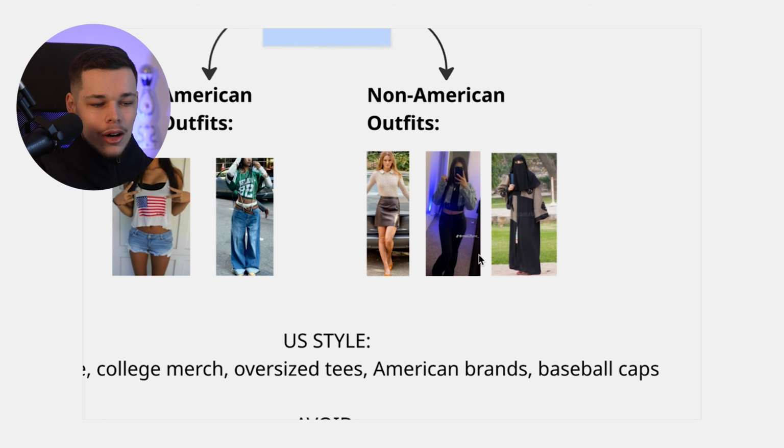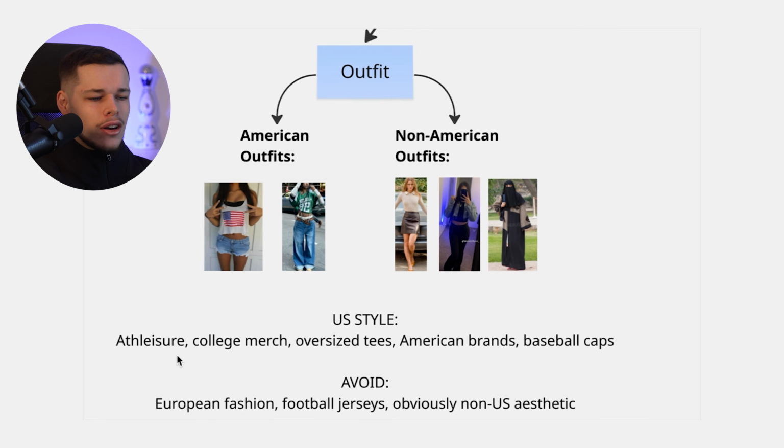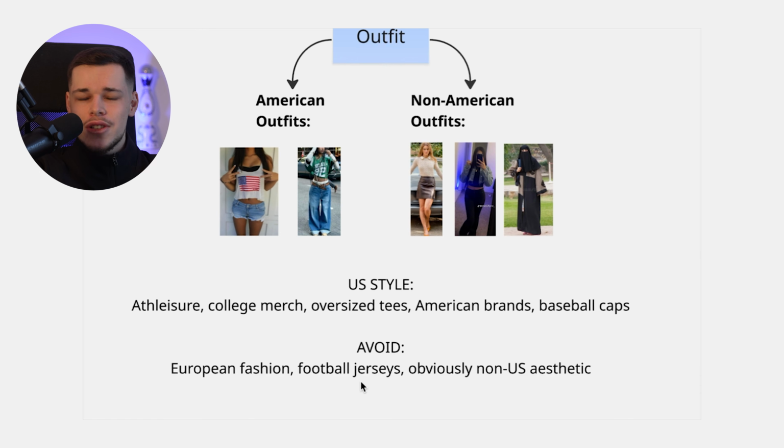Am I right? But overall, obviously, US style is athleisure, college merch, oversized t-shirts, American brands, baseball caps, right? That's just typical American stuff that the European mind can't comprehend, which is good because you don't want any European minds comprehending your content. Am I right? So avoid European fashion, football jerseys, the soccer type of stuff, Bayern Munich, Werder Bremen, whatever it is, and obviously non-US aesthetics. And you will have to do your research because if you're a high testosterone man like me, you don't know anything about dressing or dress codes or aesthetics, right? You only care about cool guy stuff.